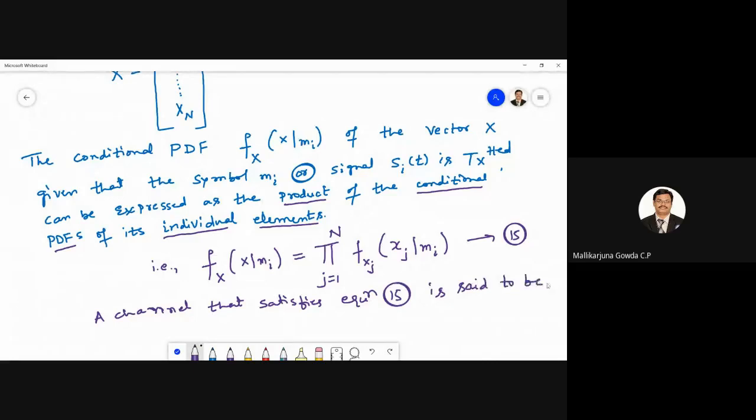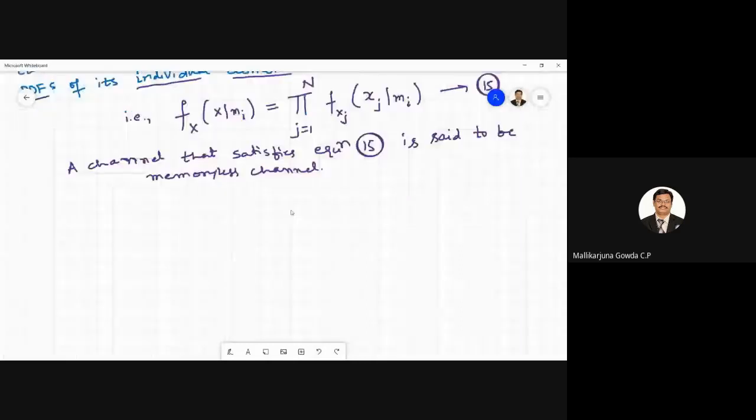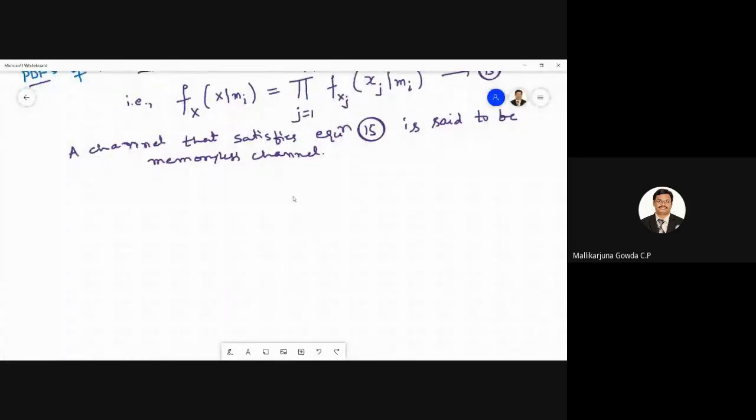What do you mean by memoryless? Yes, any idea? We say it is a memoryless channel. Any idea about that memoryless channel? It means the output of the channel depends only on the present input, not on the past or future. That is what we say, the channel is memoryless.